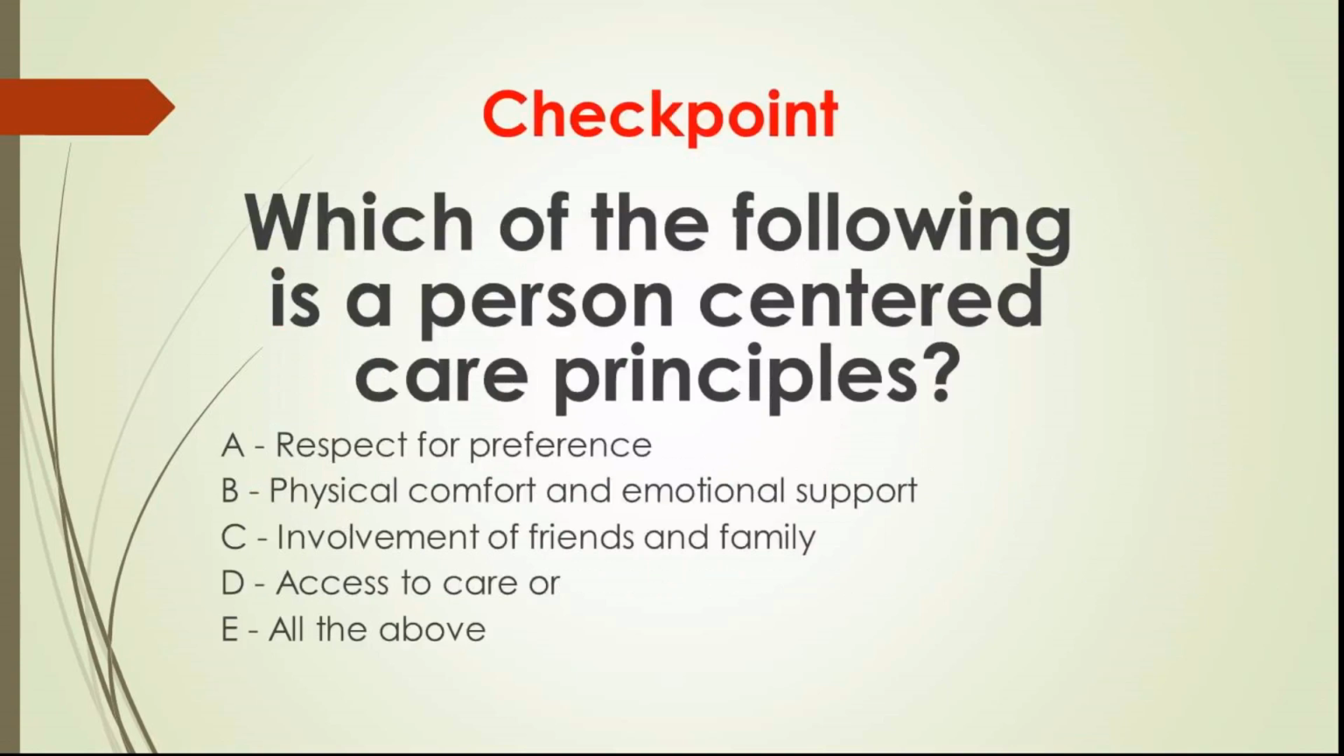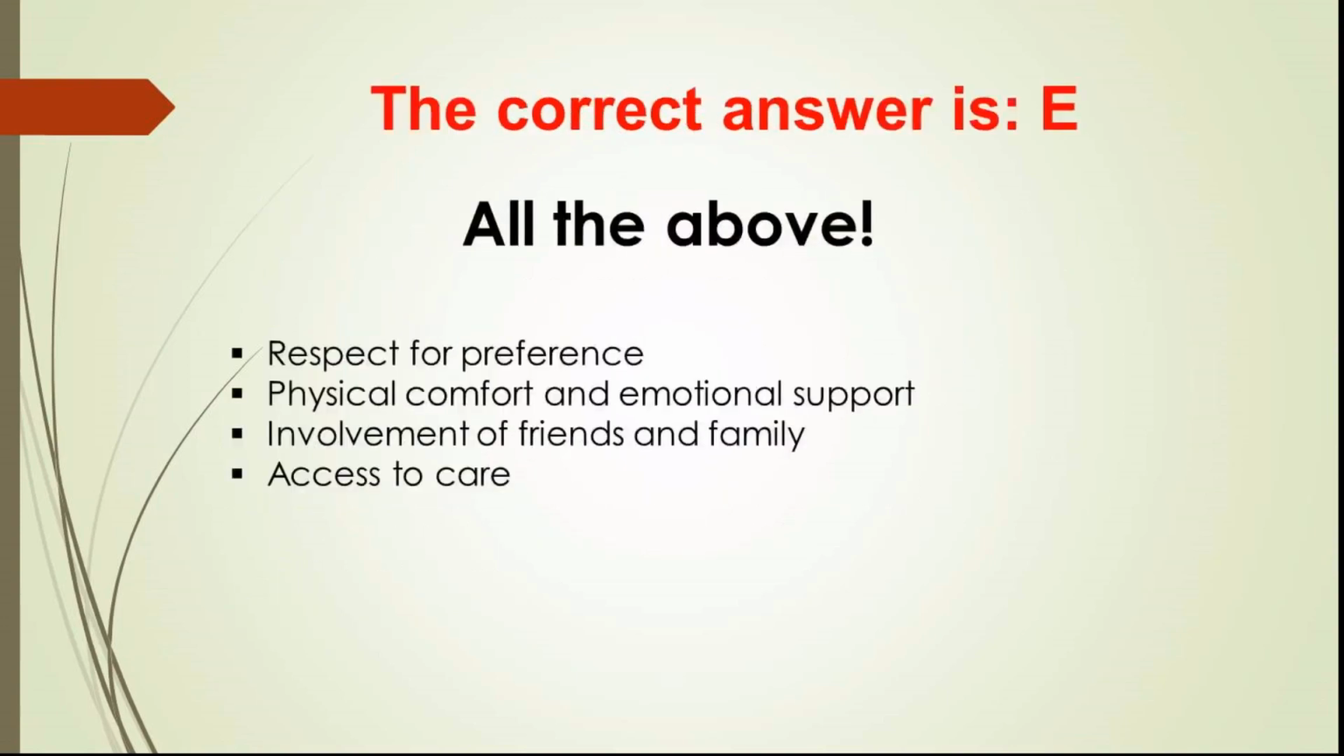So here's another checkpoint. Which of the following is a person-centered care principle? Respect for preference, physical comfort and emotional support, involvement of friends and family, access to care, or all of the above? Of course, the answer to this one is all of the above. Respect, physical comfort and emotional support, involvement, and access to care.